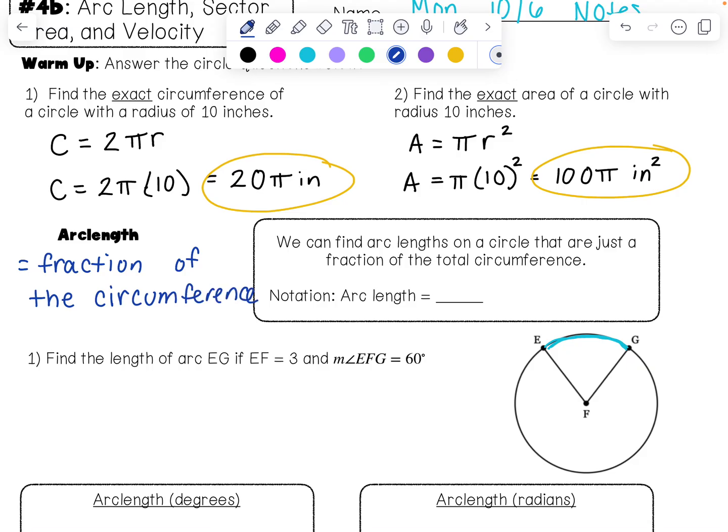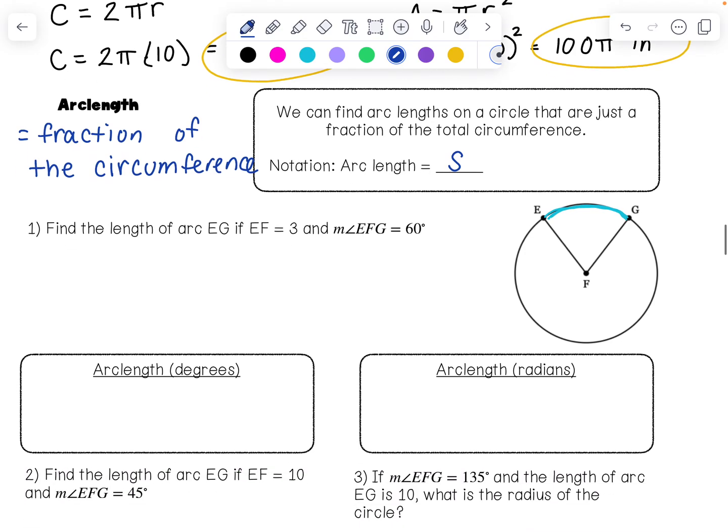And I don't know why, but the notation for this is often the letter S. I don't know why S stands for length of an arc. It probably goes back to Greek or Latin origins, but we use the letter S oftentimes. So the formula is very similar whether you are in degrees or radians. So we'll start with degrees.